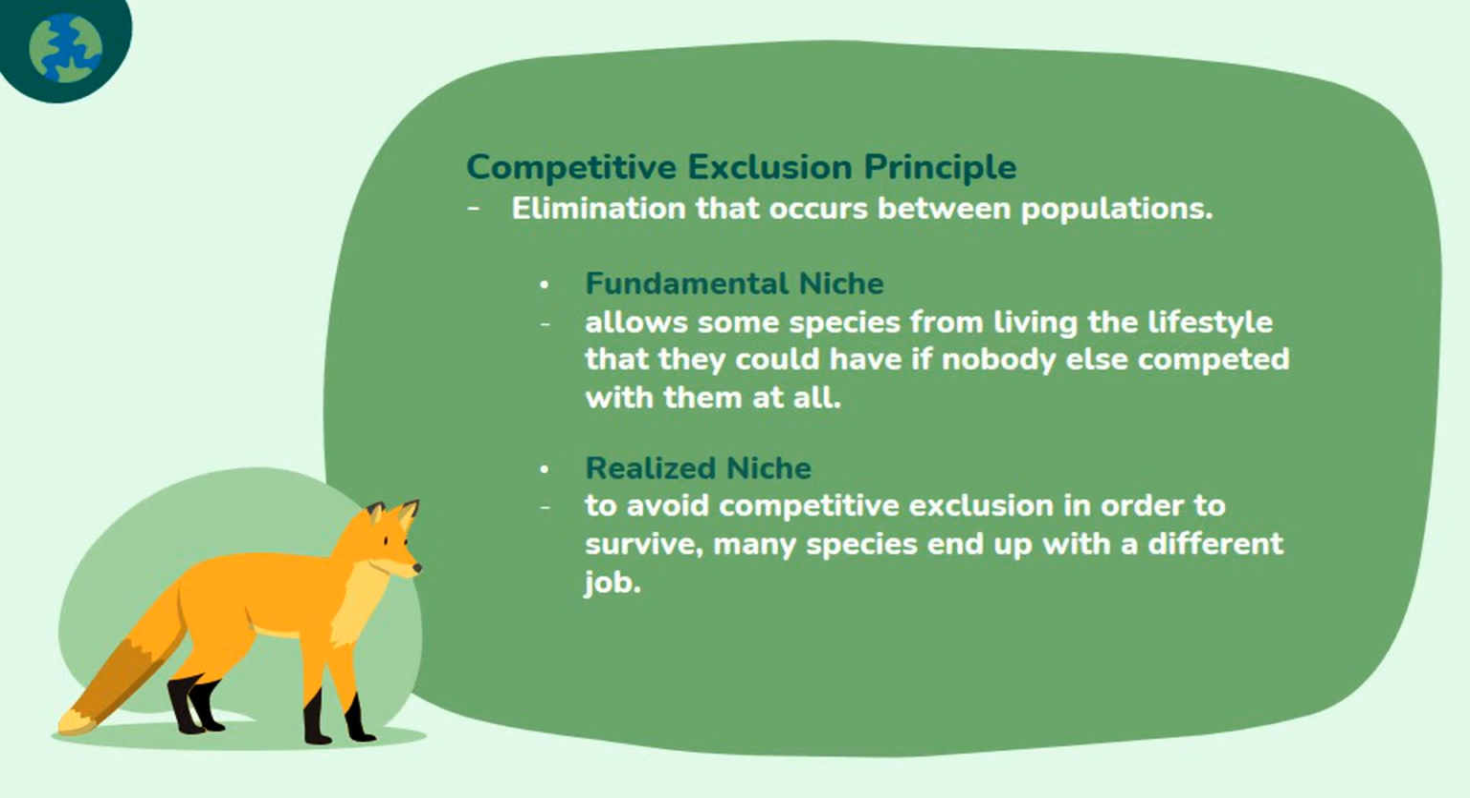But if the competitive exclusion principle is the natural law of the land, why not mass extinction? The reasons are: first, not all resources are limiting, and second, most species are adaptable enough to find a way to survive in the face of competition through niche. Fundamental niche allows some species to live the lifestyle that they could have if nobody else competed with them at all. Few, if any, species ever get to live that way.